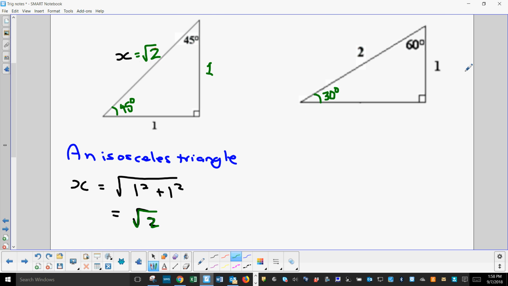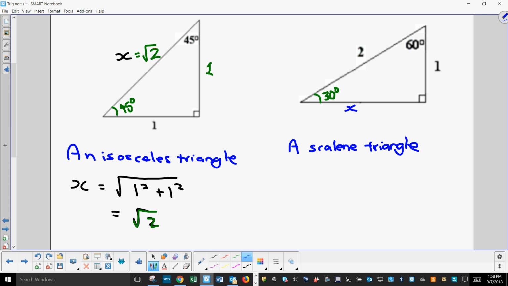Okay, is it an equilateral triangle? No. Is it an isosceles triangle? No. Is it a scalene triangle? Yep, so let's just write that. It's a scalene triangle, just to practice the types of triangles. Scalene triangle.